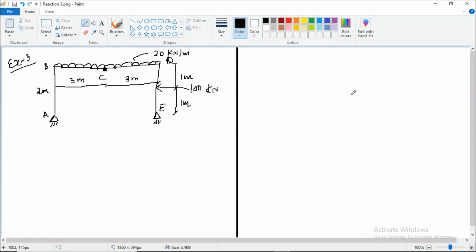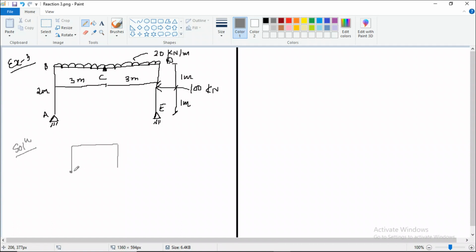Okay, so as you can see on your screen, this type of frame is given and the loading is given. As you can see, there is another type of loading, a UDL of 20 kilonewton per meter. So the process will remain the same. First we'll draw the line diagram or free body diagram, what you can say. So let us draw a free body diagram.